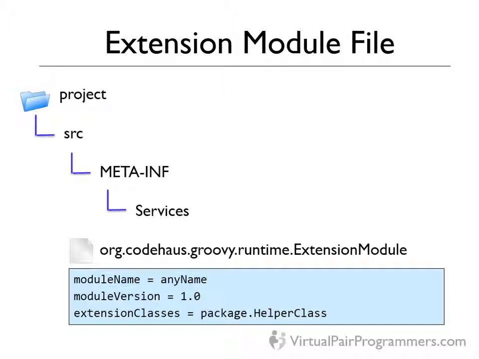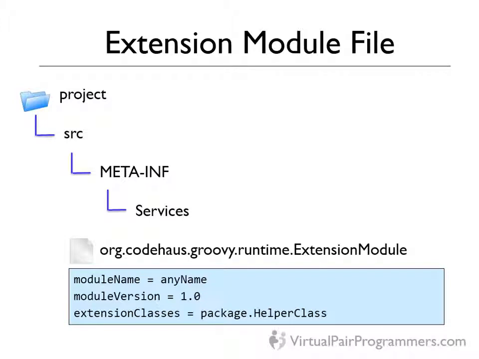Once I've created the folders, I can then put a file into that services folder. The file name must be exactly what you can see on screen here, org.codehaus.groovy.runtime.ExtensionModule, and that's all in lowercase with the exception of the words Extension and Module, which have a capital E and a capital M.